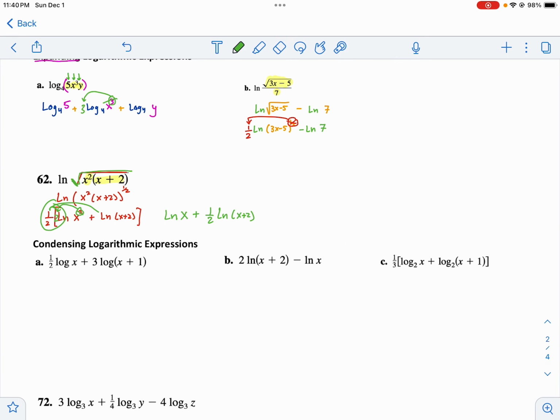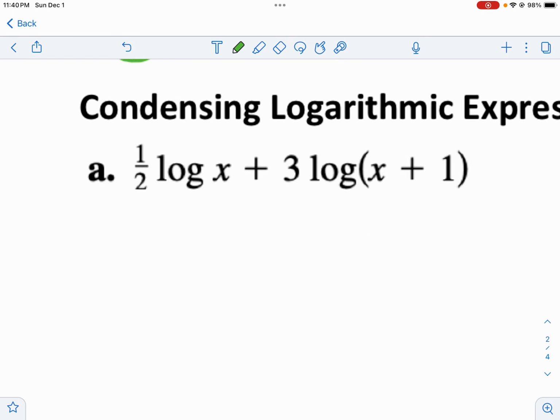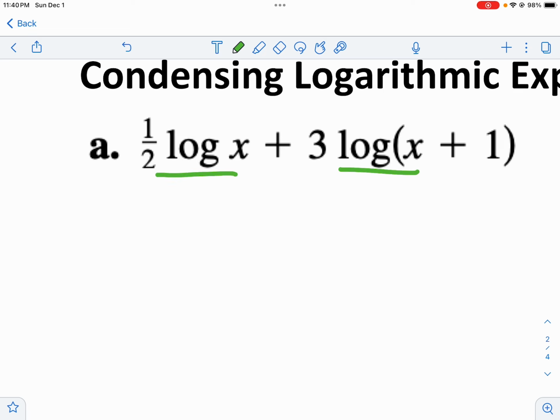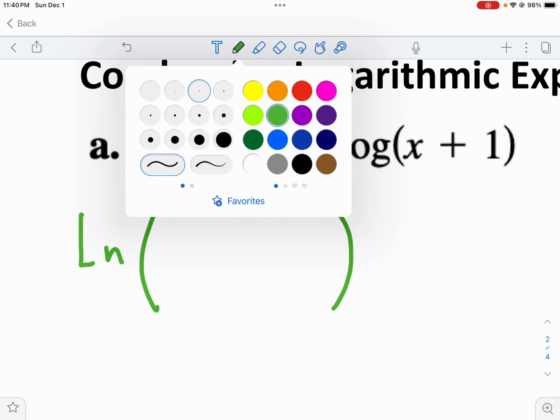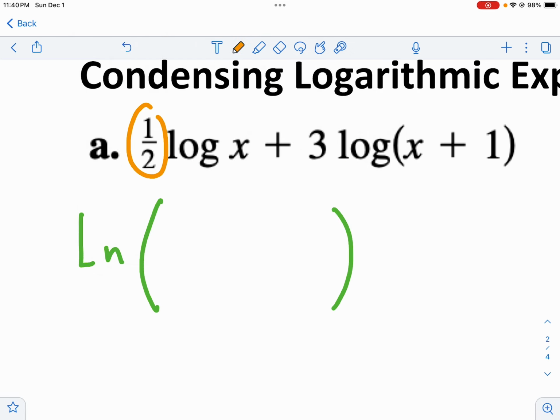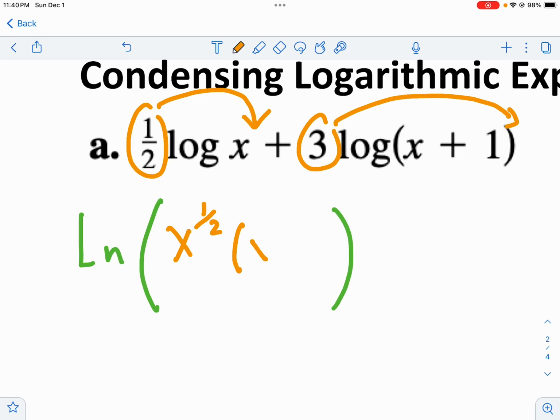So condensing. Condensing is when you bring more than one log back together to become one. So my rule of thumb, when you're condensing, you will always have only one log and the giant parentheses. And what do we have? Well, let's reverse engineer everything we just did. So this power is going to come back here. So we have x to the 1/2 power. This 3 is going to come back here. So we have x plus 1 to the 3rd power.